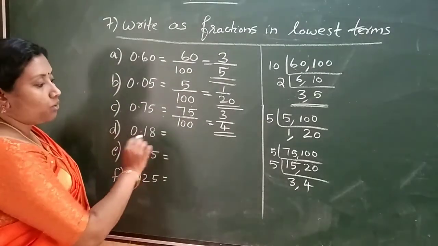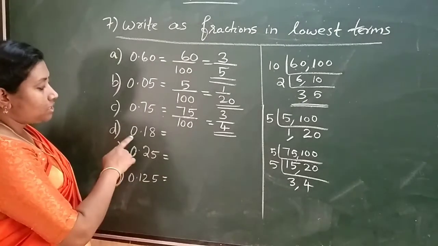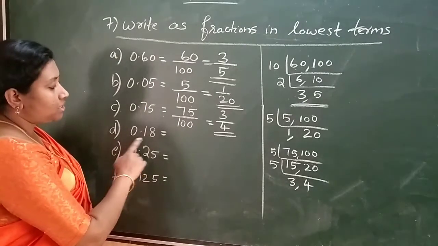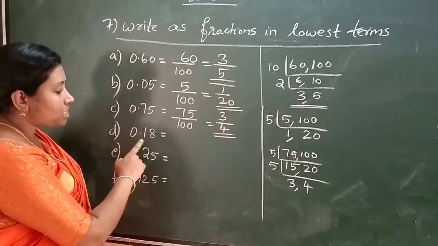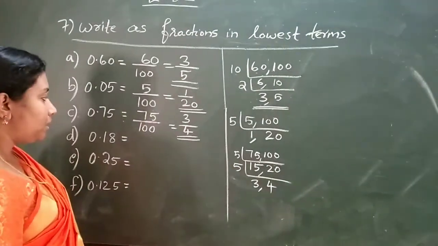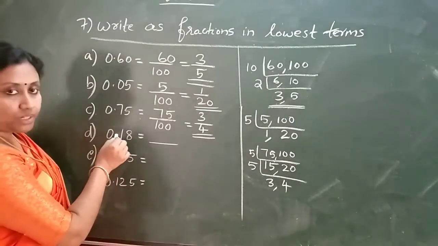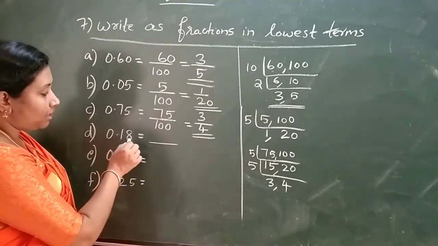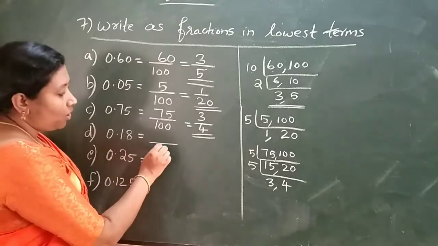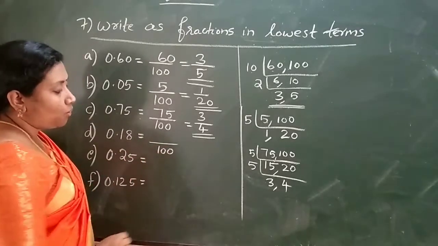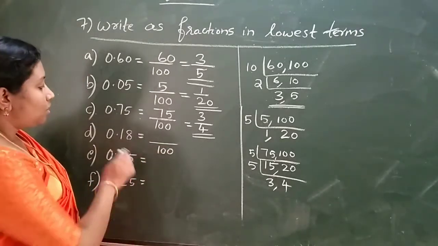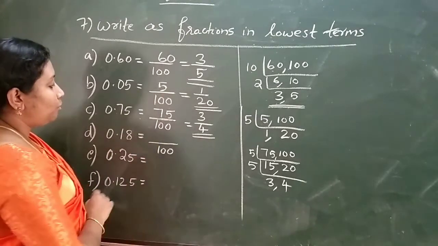Then your fourth question, 0.18. This is the decimal form. What is the fractional form of this decimal number? What is the denominator here? Here also after the decimal place, how many digits are there? 2 digits. So in the denominator we need how many zeros? 2 zeros.